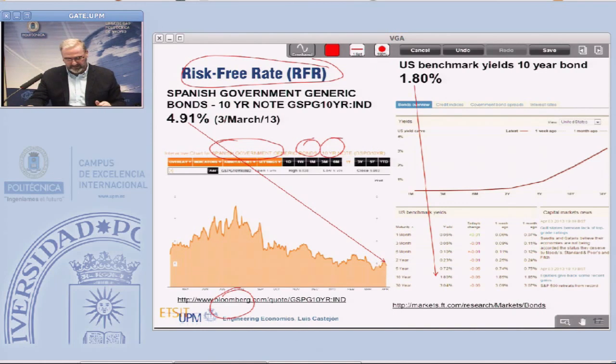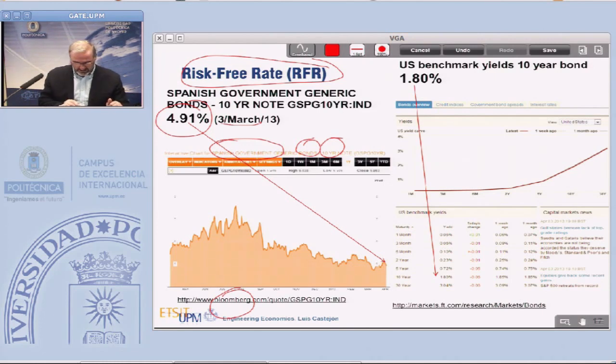You give the Spanish government 1,000 euros today, and then they will return those 1,000 euros in 10 years from now. And every year they will be paying an annual amount of, in this case, 4.91. This was the price, or the yield, of those bonds on the 3rd of March this year. Today, I think this price will be lower, so you will get less interest from your money than on the 3rd of March.